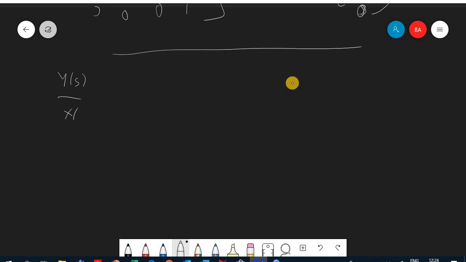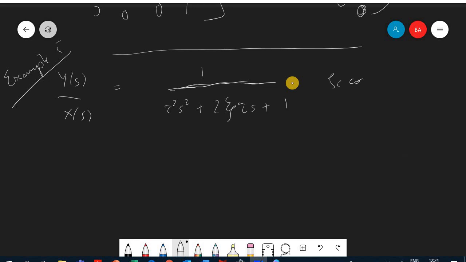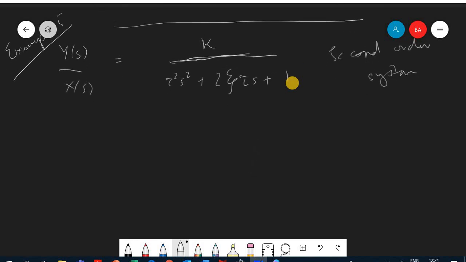Okay, so for example, I have this problem here. This is like example 5. So I have this standard form of a second order system. Do you remember this? I think all of us remember this. I'm just going to keep K as 1 for simplicity. So this is a second order system, right? If you want to put K, let us put K, just to say that this is the standard form for any case.